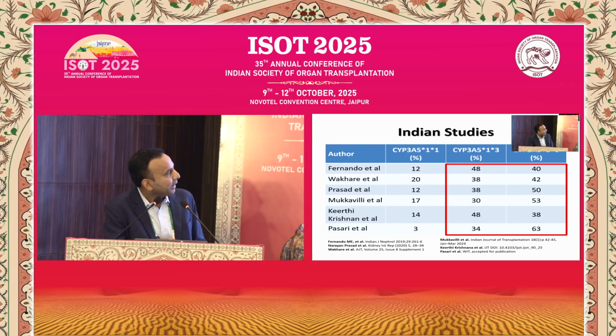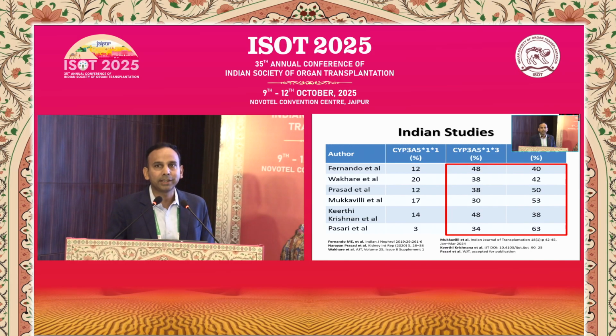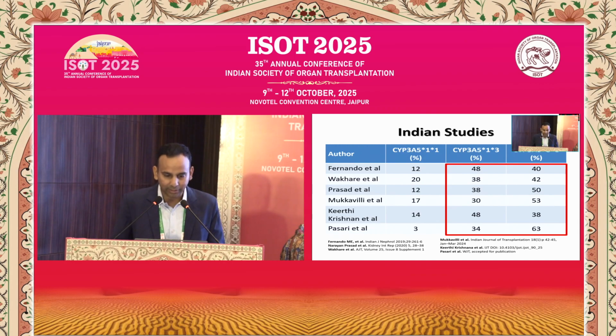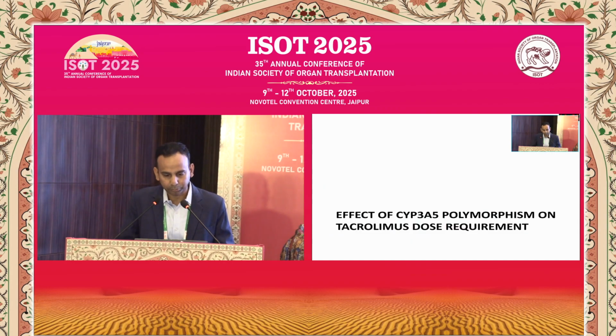So what we find is around 50 to 60% of the patients in our population are CYP3A5 non-expressors, and the rest of the majority of patients fall in the intermediate metabolizer or intermediate expressor phenotype, and very few patients from our population have CYP3A5 expressor status.